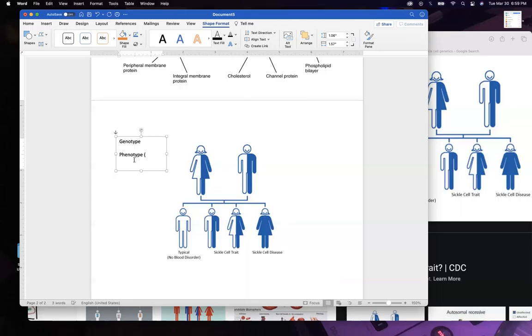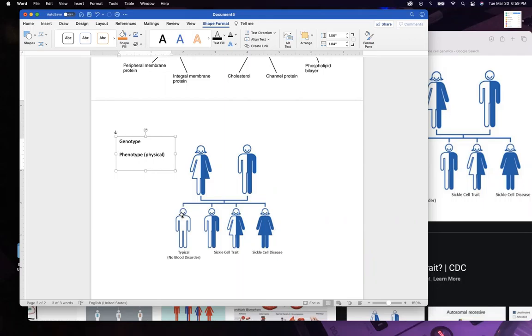some definitions here. Now you have genotype and you have phenotype. Phenotype, I want you to think about physical. It is the physical attributes. So the physical attribute of this child is sickle cell disease. The phenotype for these two children is sickle cell trait, right?